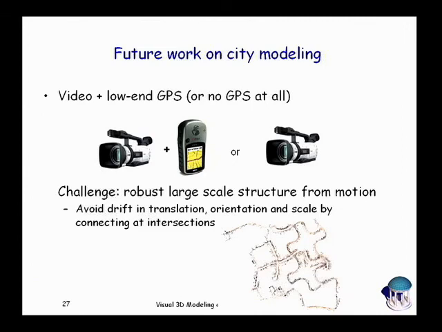Okay, so our goal is to go to a much simpler low-end system, ideally really just a camera. The challenge when you build a long model, or let's say you want to model a whole city, is really to avoid drift. And video would drift very quickly because there's no absolute reference. So the key thing is that every time you get an intersection, you want to be able to find that back and stitch that together. That way it's reasonable.